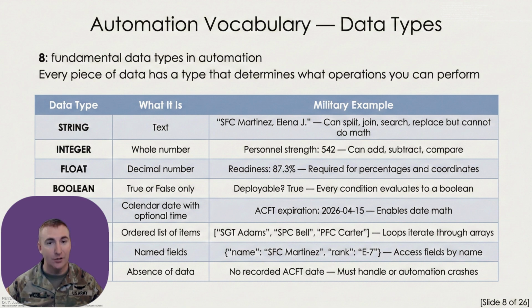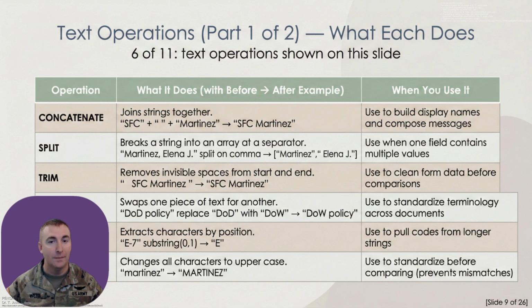So what can you actually do with text? Reports, names, descriptions, messages, all text, all strings, 6 operations. Concatenate joins strings together. Split breaks them apart. Trim removes invisible spaces that cause silent comparison failures. Replace swaps text. Substring extracts by position. Uppercase standardizes before comparing, because to a computer, Martinez and MARTINEZ are different values. But there are 5 more you need to know.